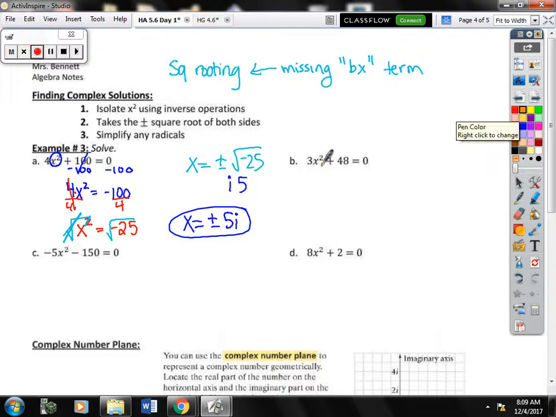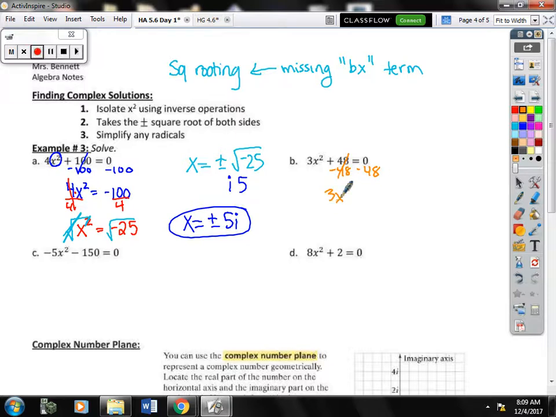All right, next one. And I should say, you can also factor out a 3 first if you really wanted to, like a GCF. But because it's in the form that can be square rooted, that's where I usually just go straight to square rooting instead of trying to factor. Sometimes you can factor, but typically with our complex answers, you're not going to be able to.